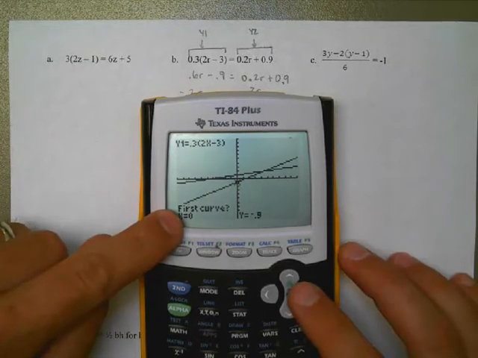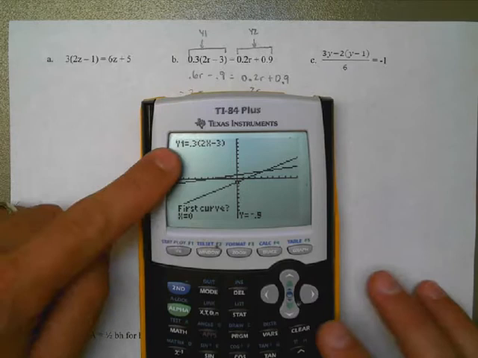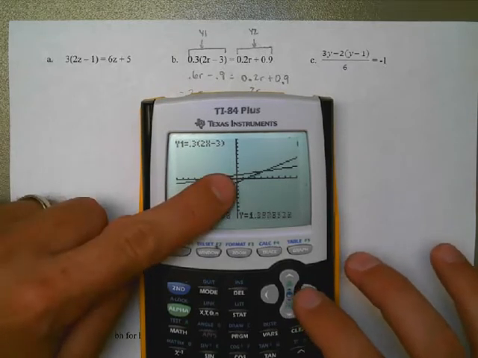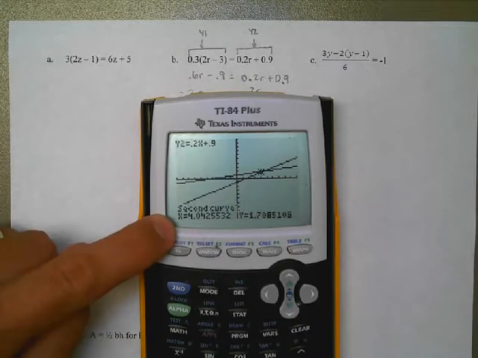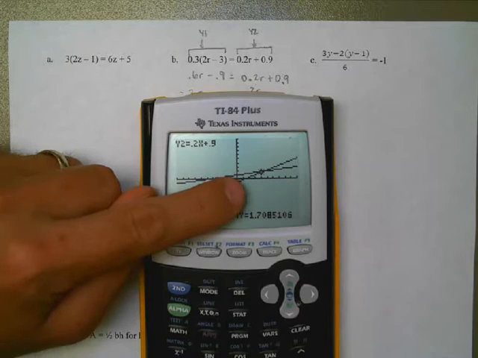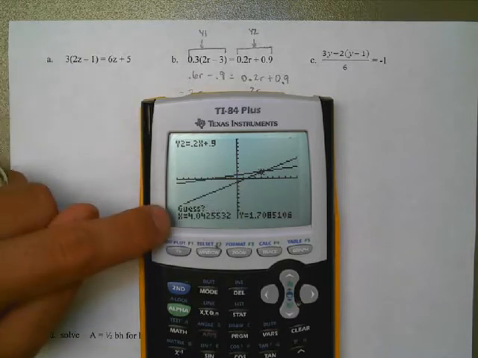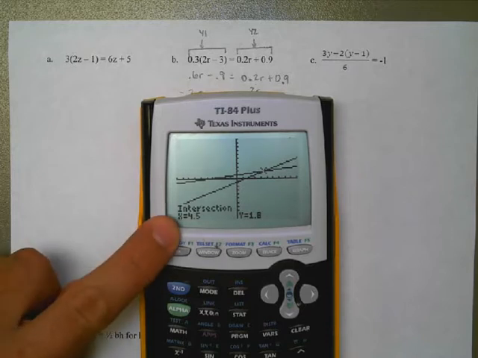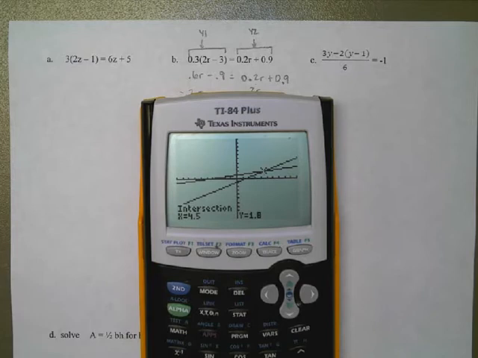I'm going to hit enter. It's going to say first curve, and by that they mean the first line, the first equation. So I'm going to take my cursor and move it over to where they meet up. I'm going to hit enter for the first curve. I'm going to hit enter for the second curve. Really what it did is it just moved to the second line. And it's going to say, do you want me to guess? I'm going to hit enter one more time. So it's just enter, enter, enter. And the answer is 4.5. How convenient is that?